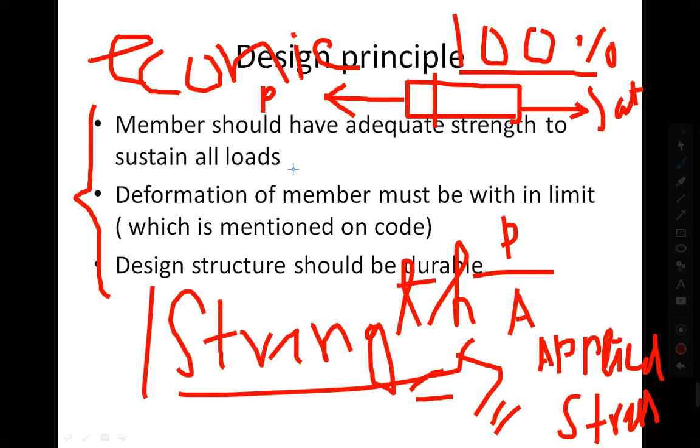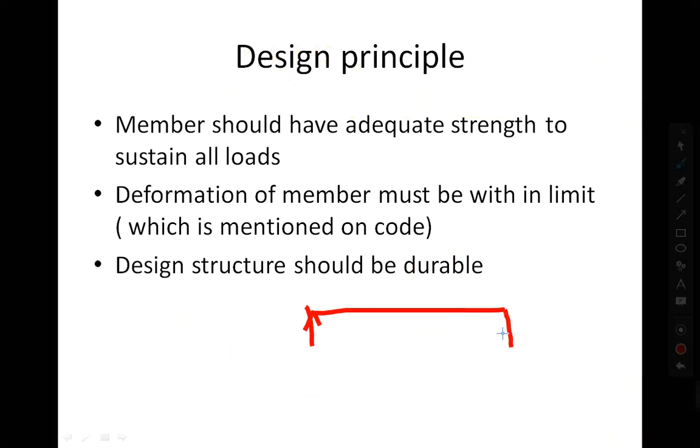Now go to the next point. The deformation of the member must be within the limit mentioned in the code. When we apply the load, suppose I consider a member and a point load or UDL is applied. Here the deformation takes place. It will bend downward, so downward deflection takes place.